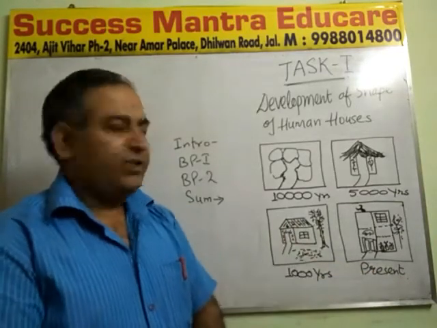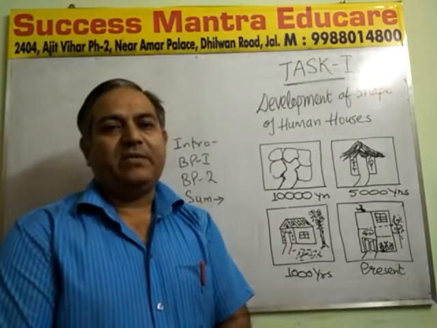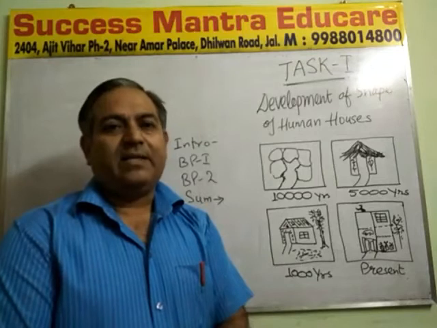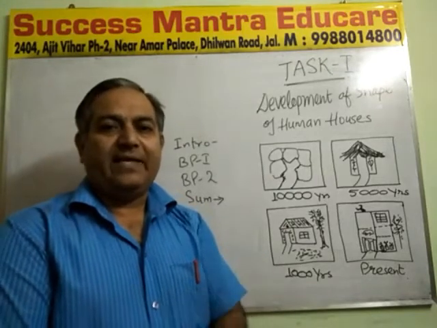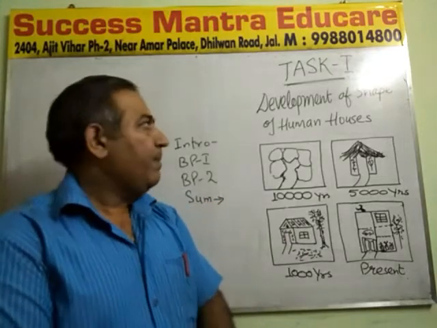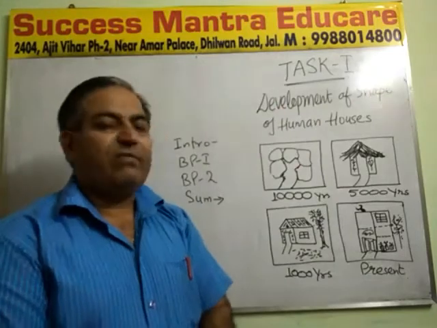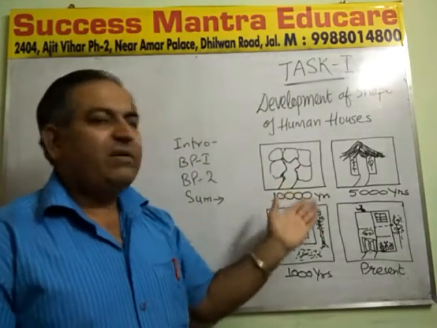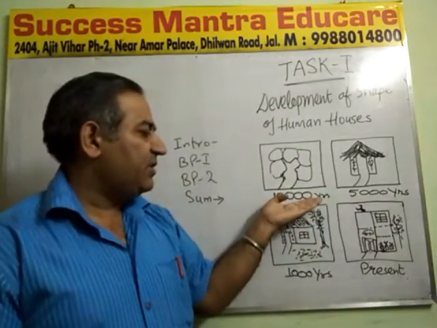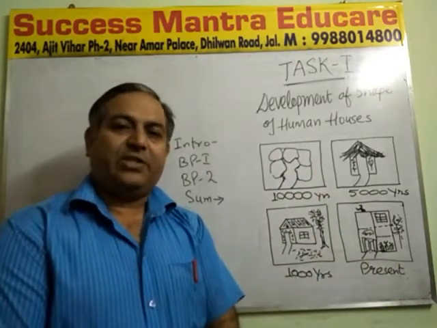Now how to give the introduction? As we know, in all writing assignments we generally rephrase the title and give 2-3 lines, around 30 to 35 words, explaining all the data. In this assignment we have to explain the development and shape of human houses for the given years, starting from 10,000 years ago to the present. This will be our introduction.